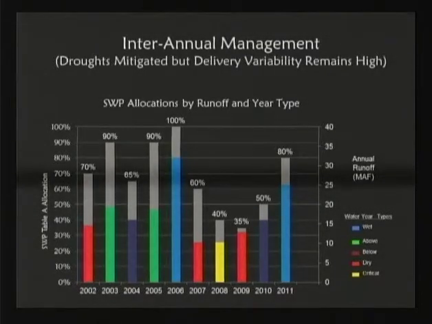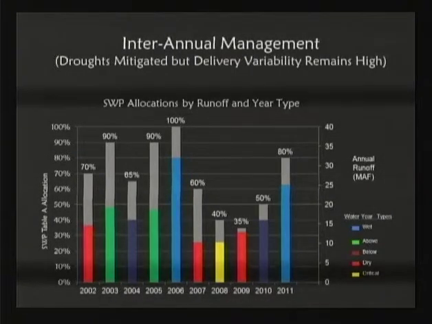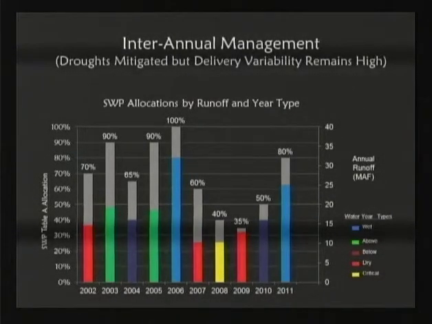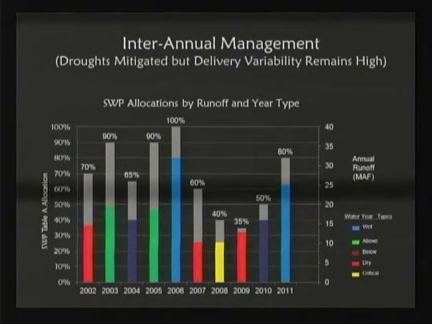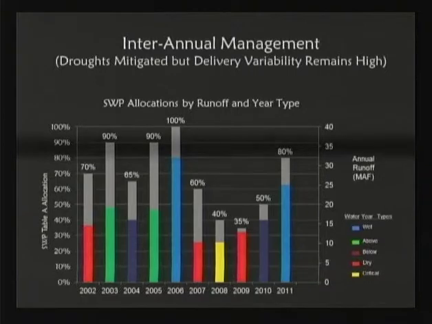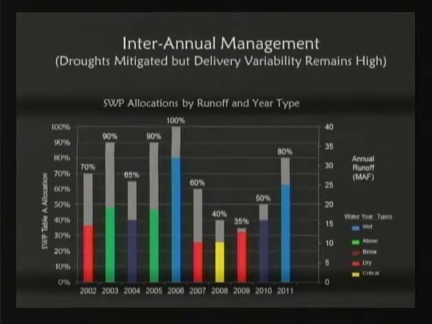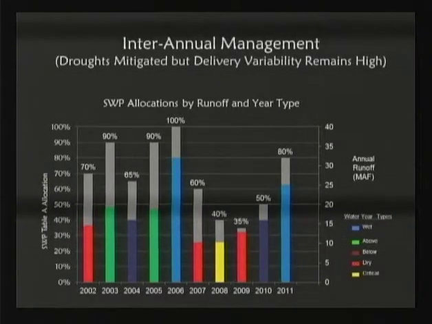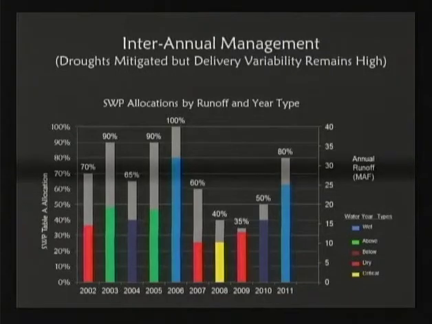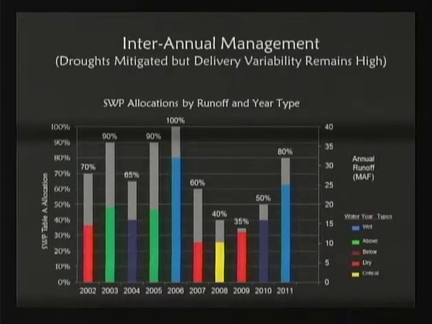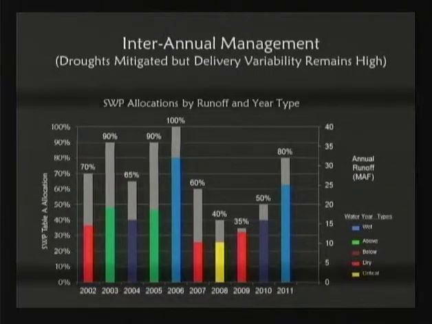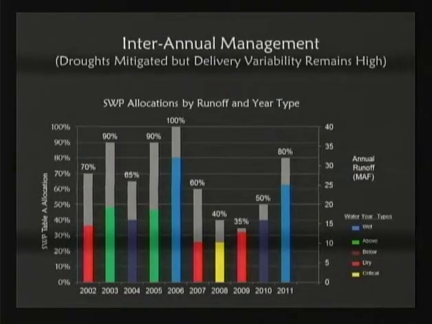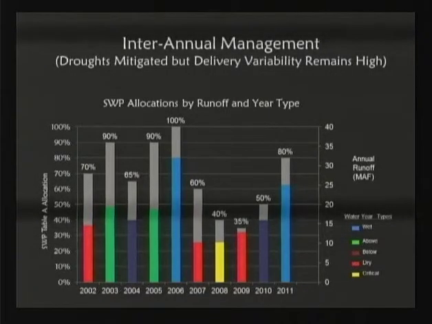Okay, here's a little bit of a busy graph, but this is getting to the point of the interannual management. What's depicted here is the last 10 years of State Water Project allocations, the gray bars with the percentages. And overlaid on top of that, the colored bar graph is the runoff in year type. You can see a pretty good correlation between the runoff in a particular year and the allocation capabilities of the project.